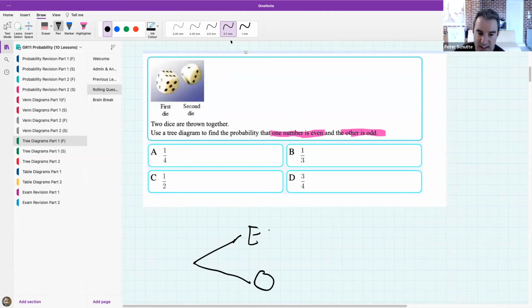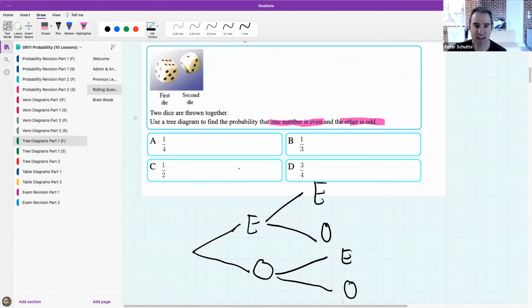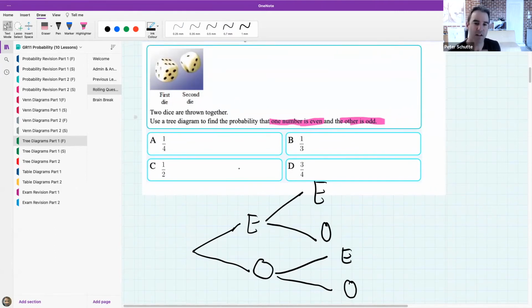And then if you throw a second dice, you would have a second branch on your tree diagram. So you would have E, O, E, O. Now, I'm not going to write the probabilities on the diagram yet because that would spoil the question. But see if you can figure out what answer you think it is. A, B, C, or D.